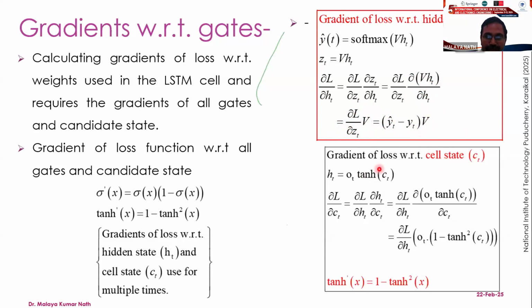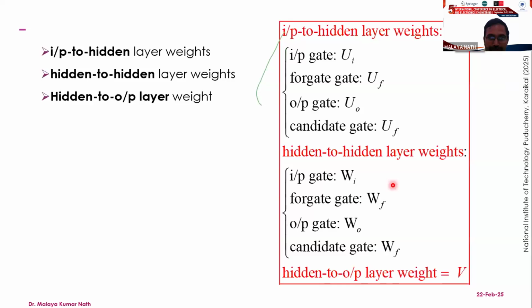Now the gradient of loss with respect to the cell state. How can we compute the cell state ct? This can be calculated by taking the derivative of the loss with respect to the cell state, that is del L by del ct. That can be computed as the derivative of loss with respect to ht and the derivative of ht with respect to ct. What is ht? You already know that ht is equal to ot tanh ct, as discussed in the LSTM equations.